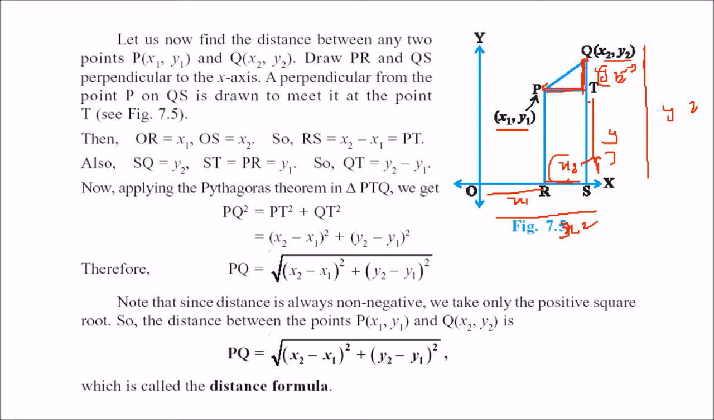This distance is x2 minus x1. Now you can use the Pythagoras theorem. So x2 minus x1 whole square plus y2 minus y1 whole square will be this distance, which is PQ. So PQ square will be equal to x2 minus x1 whole square plus y2 minus y1 whole square. So PQ can be easily obtained, and this is nothing but your distance formula. Now you understood how we got the distance formula?